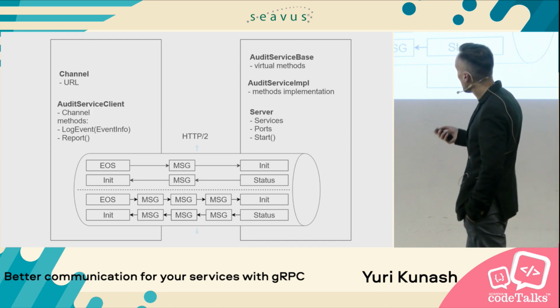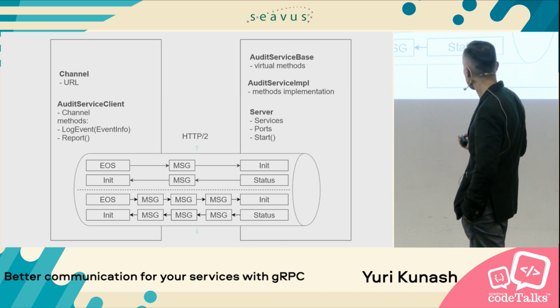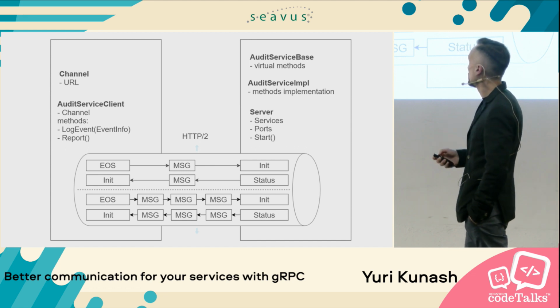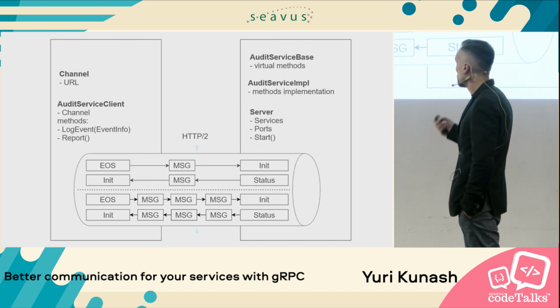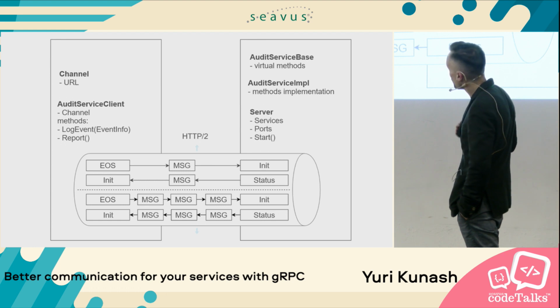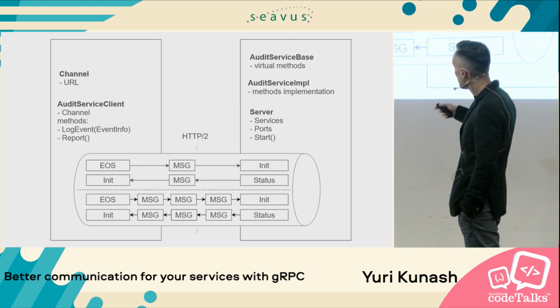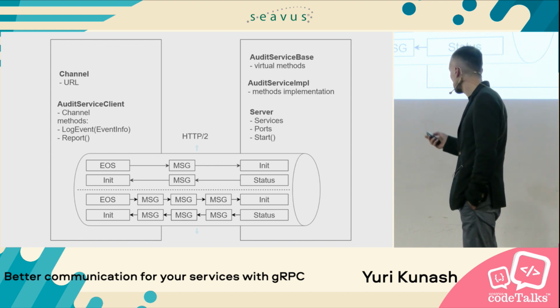Another communication style which can be used here is what is called streaming in gRPC. With streaming, you can init the request only once, then send any number of messages, and then complete the request. After the server has processed all these requests, or even during the processing of these messages, the server can already start pushing the responses back to the client.